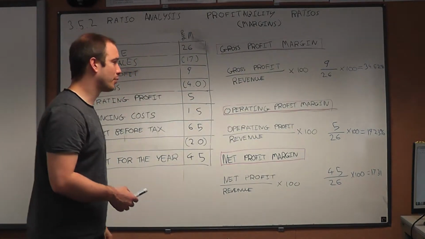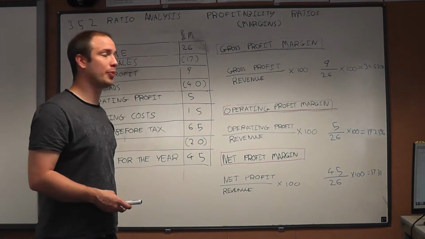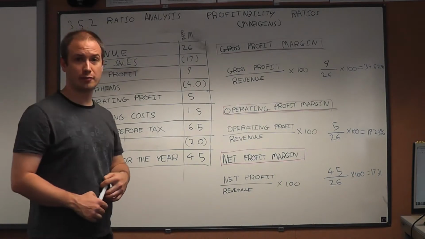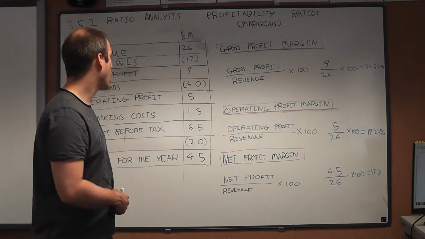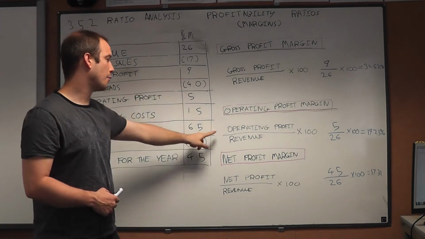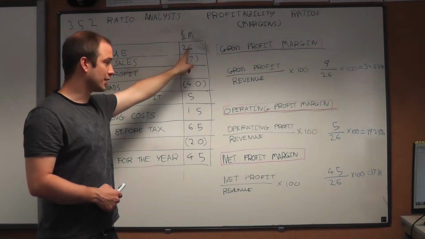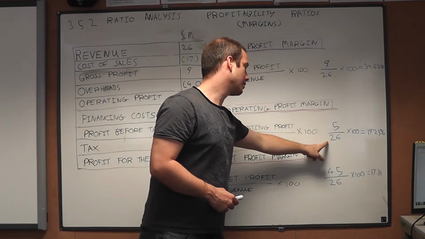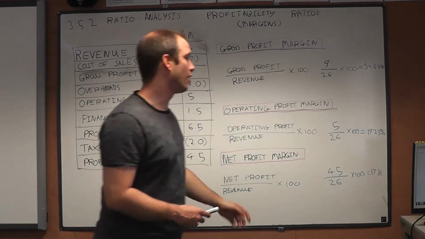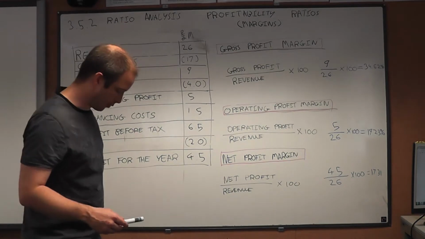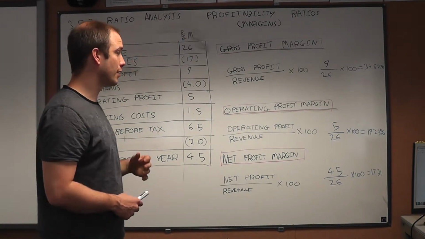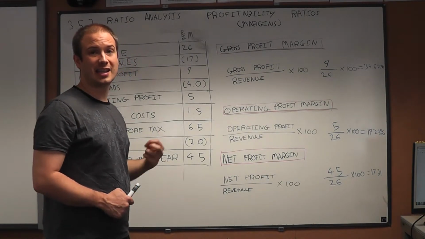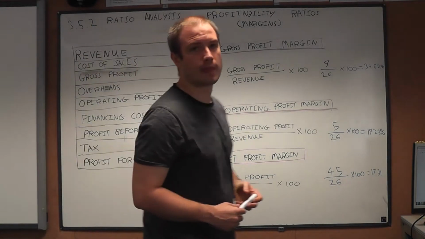Okay, our next profitability margin is the operating profit margin. What that is, it's operating profit as a percentage of revenue. So we take our operating profit here of 5 million and we divide it by our revenue of 26 million, and then multiply it by 100. So 5 divided by 26 times 100 gives us 19.23%. So what that means is that, for every pound of revenue, 19.23% is being turned into operating profit for the business.